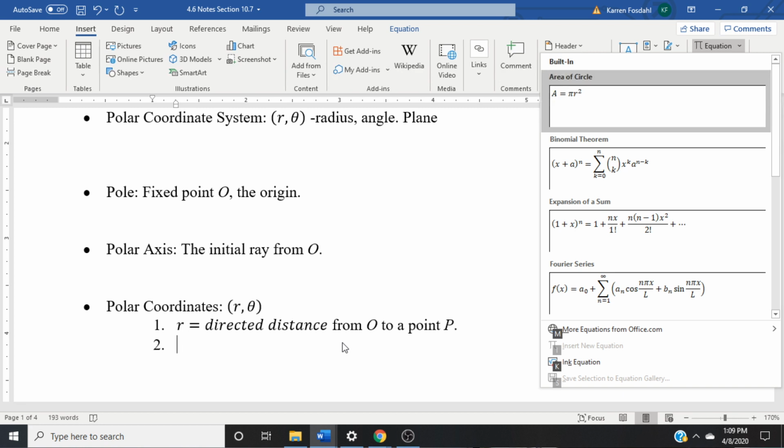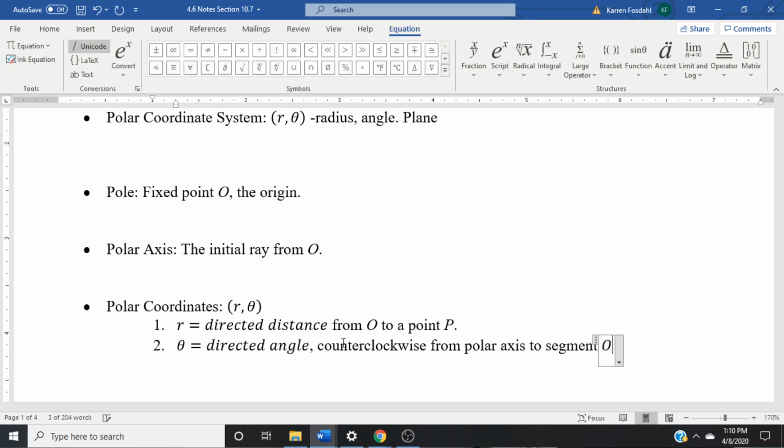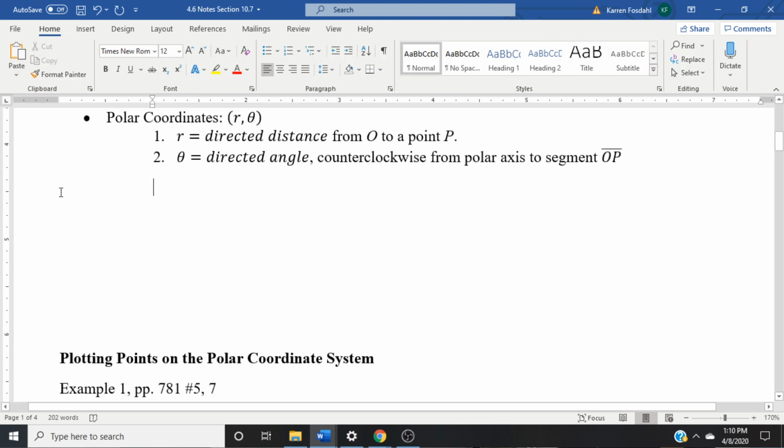Okay? And theta is our directed angle. Directed angle counterclockwise from the polar axis to segment OP. And see if I can do it. An accent? It's an accent. Boom. There we go.